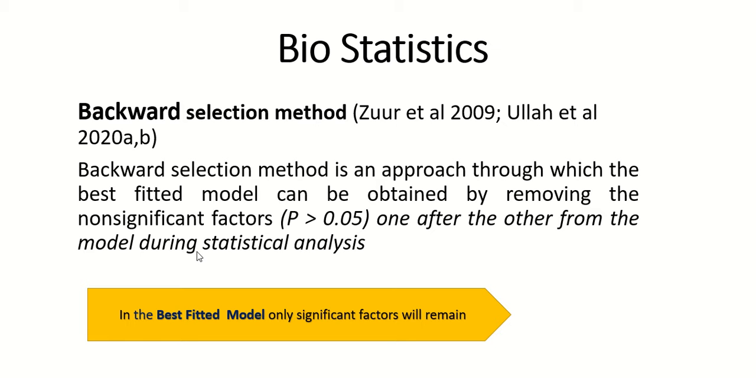One point you should keep in mind is that the non-significant factors are removed one after the other. It means that the factor having the highest p-value must be removed first, and in the second step you should remove the second largest, and so on.